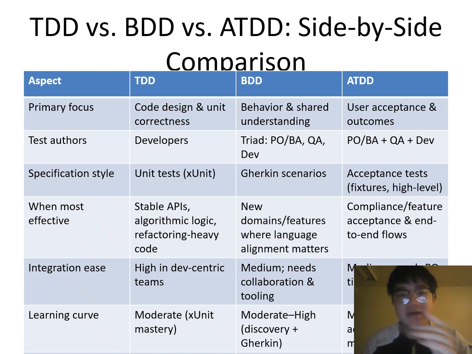Okay, we will make a comparison side by side. You can choose from the criteria, about six criteria. Its primary focus, test authors, specification styles, and so on. Its coding design, unit coverage. You can see the main information from this table. You can get the information you want.